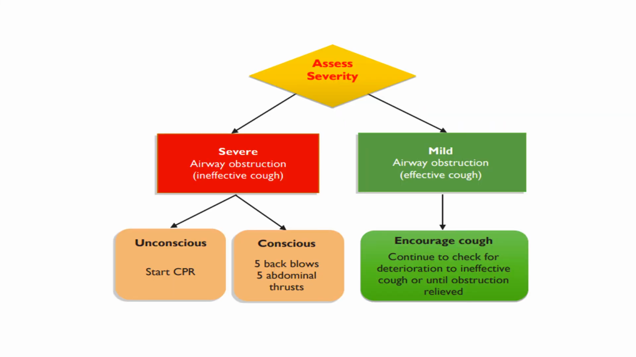So this is a diagram to show how to assess the severity of choking. In a severe airway obstruction, where there is ineffective coughing, the patient may be unconscious or conscious. If the patient is unconscious, start CPR. For a conscious patient, we can give 5 back blows or 5 abdominal thrusts. In a mild airway obstruction where the patient has effective coughing, we can encourage coughing and continue to check for deterioration to ineffective cough or until the obstruction is relieved.